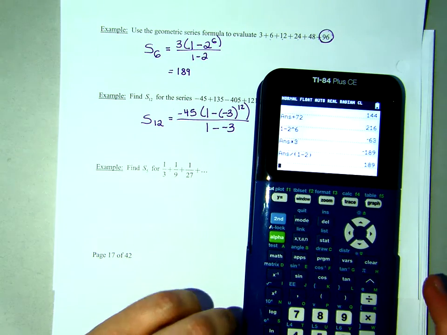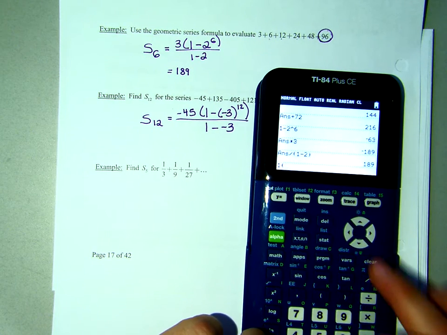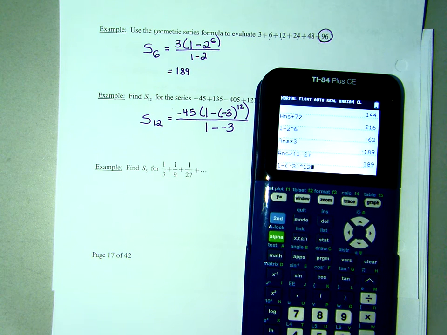Again, I'm going to do this in 3 steps. I'm going to do 1 minus negative 3 in parentheses to the 12th. Make sure the 12th is outside the parentheses, and the parentheses are just around negative 3. After that, I'm going to multiply by negative 45, and then I'm going to divide by, in parentheses once again, 1 minus negative 3. See if you can finish that off.